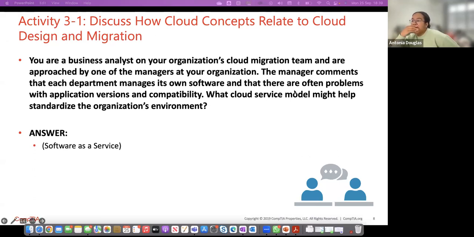Yeah, software as a service. I think that would be so much easier to manage in terms of looking at each department, ensuring that they're maintaining the same software versions. And in terms of accessibility, it would be easy for all the different departments to use that one standardized service. Okay, right, moving on.